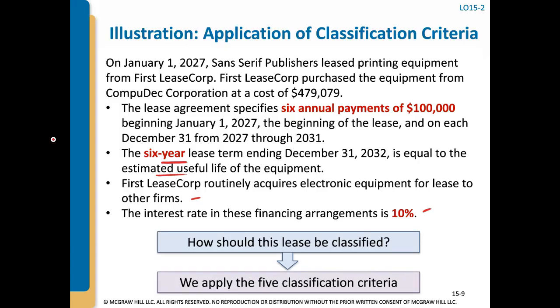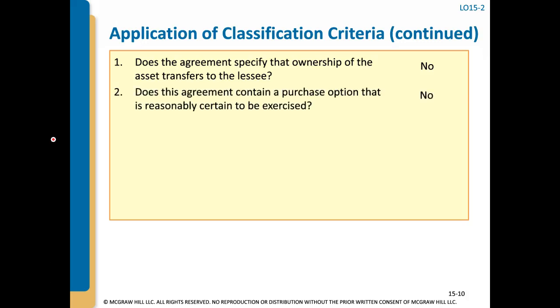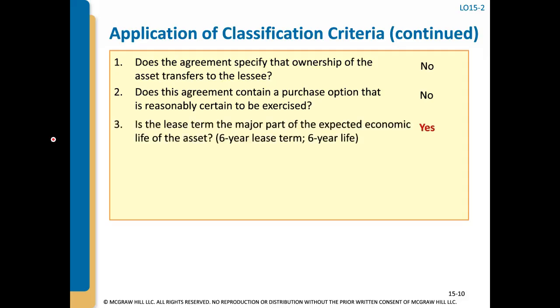I have to go through the 5 steps until I meet one of those steps. Step 1: Does the agreement specify that ownership of the asset transfers? No, it did not. So let's go to step 2. Does it have a bargain purchase option that I'm sure to exercise at the end of the lease? No, it doesn't mention that. Step 3: Is the lease term the major part of the expected economic life of the asset? Yes. The lease term is 6 years and the expected life is 6 years. So as long as it's 75% or more, then we meet this criteria.